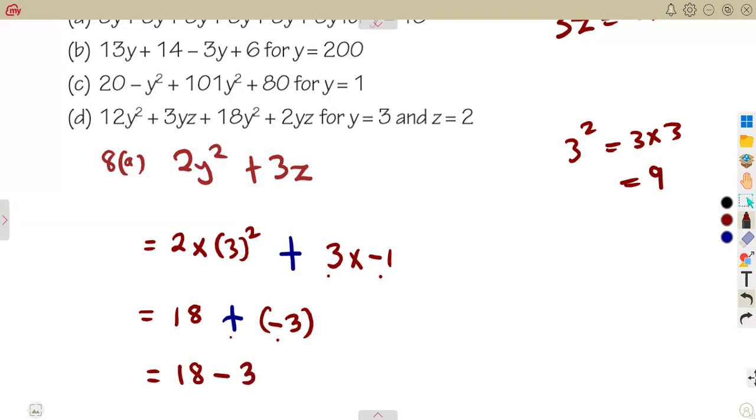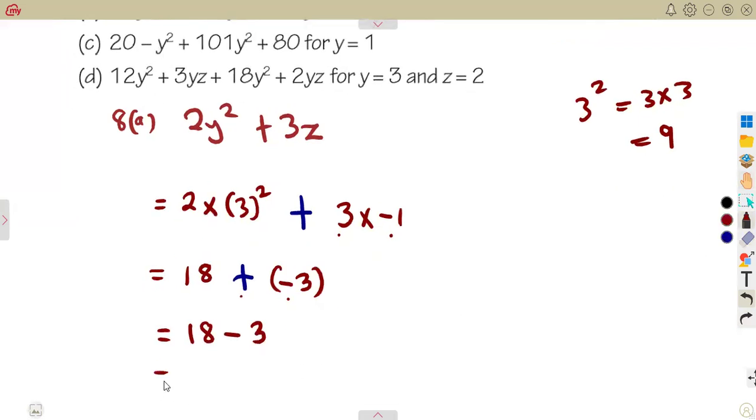So that is going to be what? At the end, 18 minus 3, which is going to be a 15. So in this case, we are going to obtain a 15. Sorry for that, guys. Working overtime, guys. This is going to be a 15.